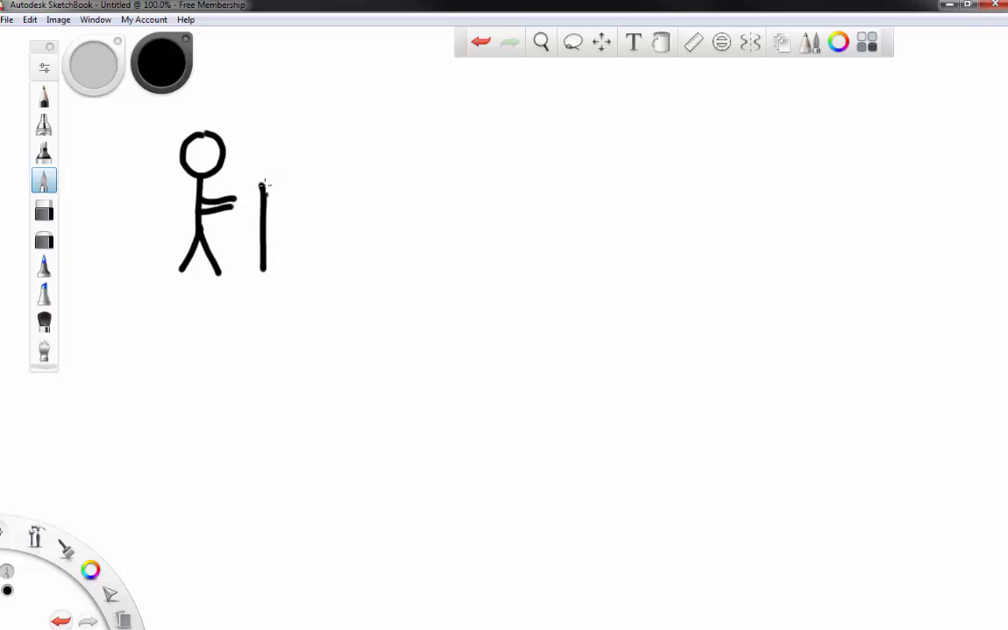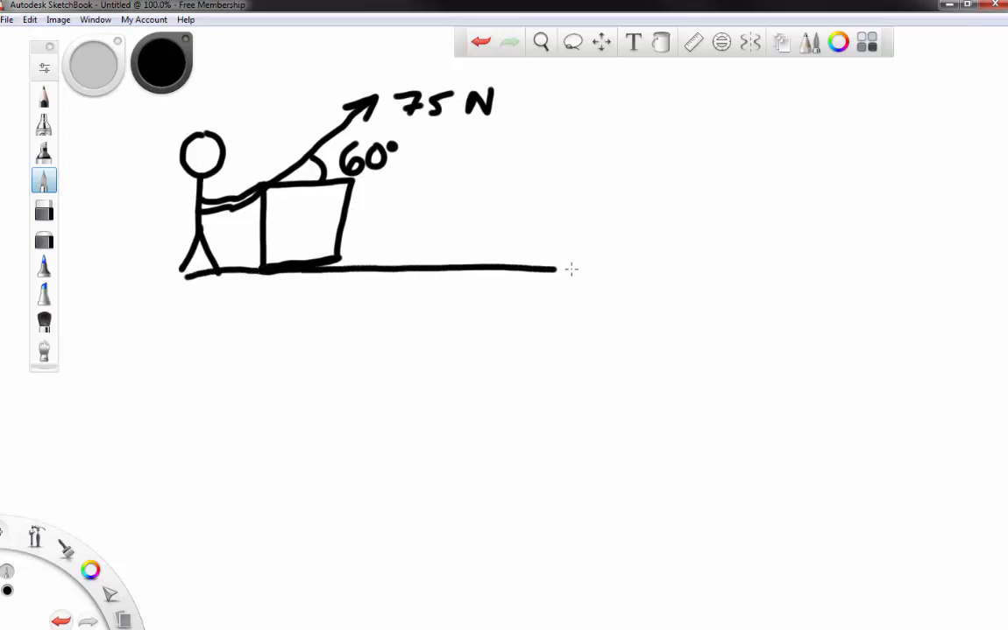So the block is right here. And this time he's pushing on the block at some angle. So here's our 75 Newton force, but this is at 60 degrees. Note that I'm not necessarily drawing stuff to scale here. Pushing across level ground for a distance of 8 meters. So 8.0 meters.